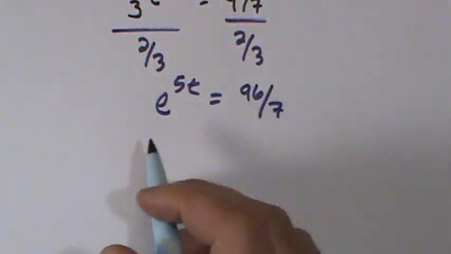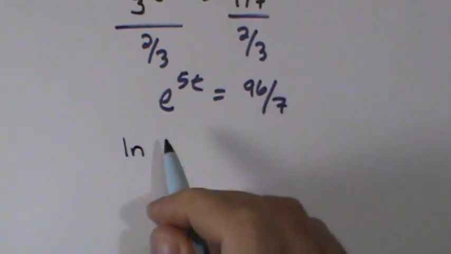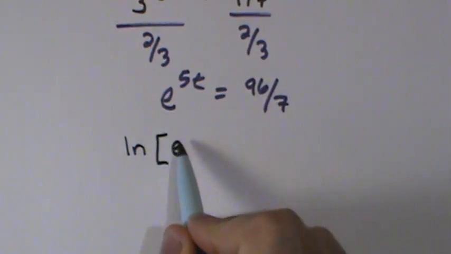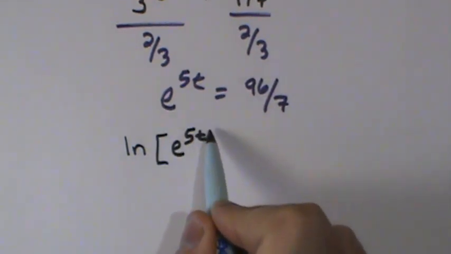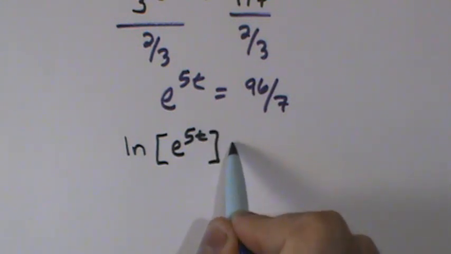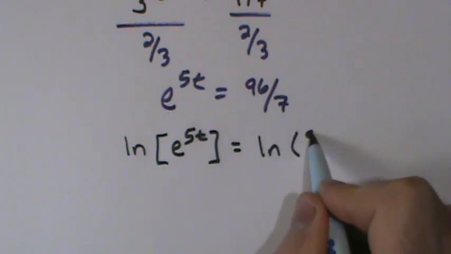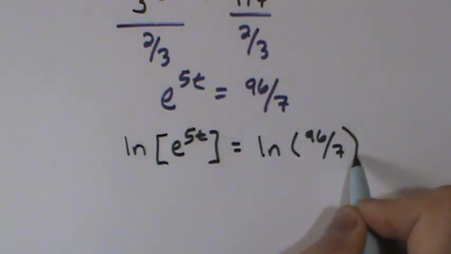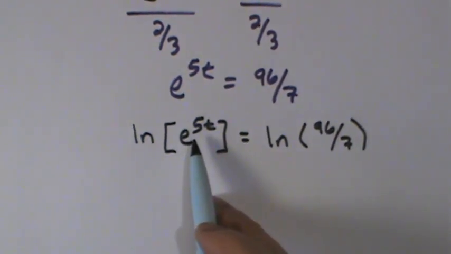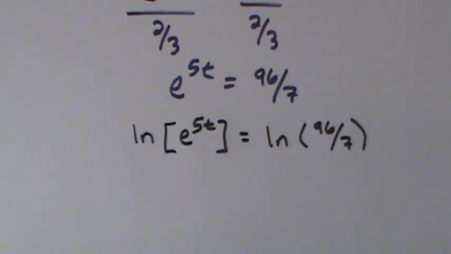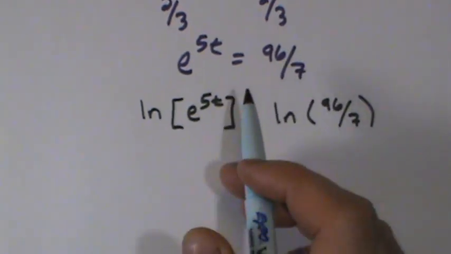That's what would happen here. If I do a natural log of e to the 5t, then you have to natural log the other side, 96 over 7. That would just become 5t. You don't have to memorize that, that's fine. You can still do it the other way.